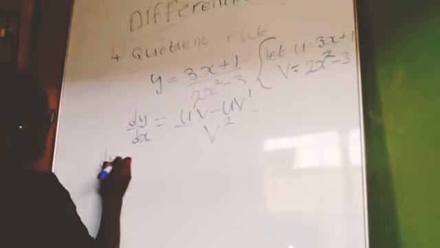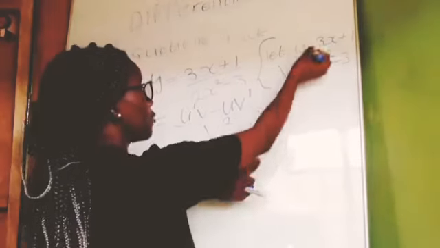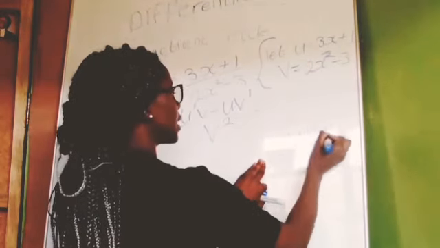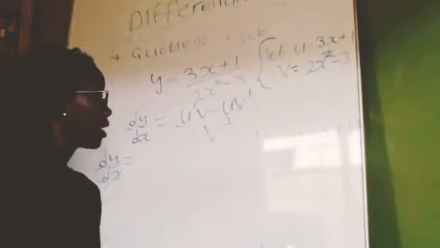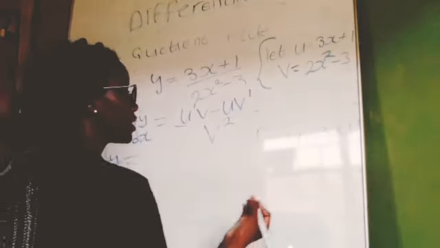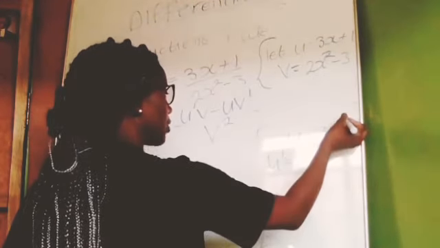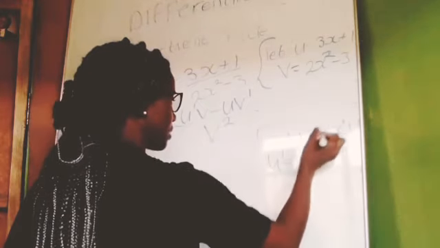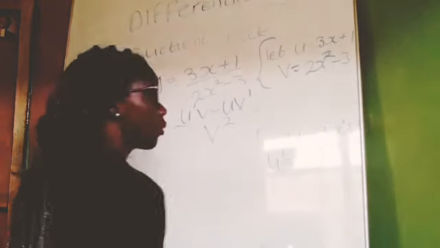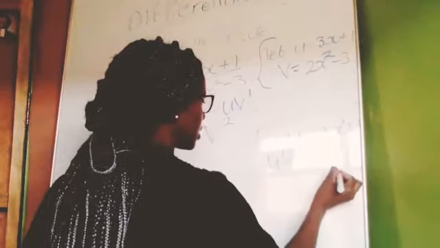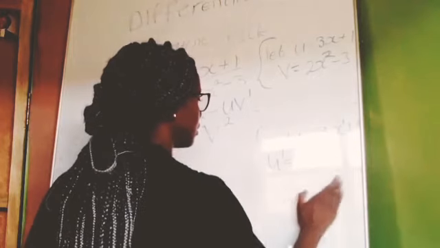So dy dx is equal to u prime v. From our u equation, u is equal to 3x plus 1. To get the derivative, we know that x is the same as x to the power 1. So u prime is equal to the power times the coefficient. That's 1 times 3, which is just 3x. The power reduces by 1, so 1 minus 1, which would be 0. So this is x to the power 0, and you know that any number to the power 0 is just 1. So it's the same as having a 1 here.